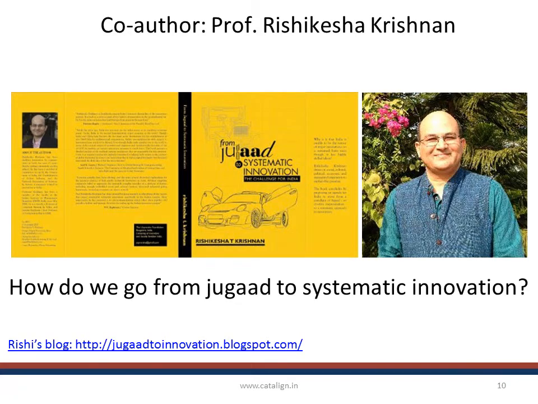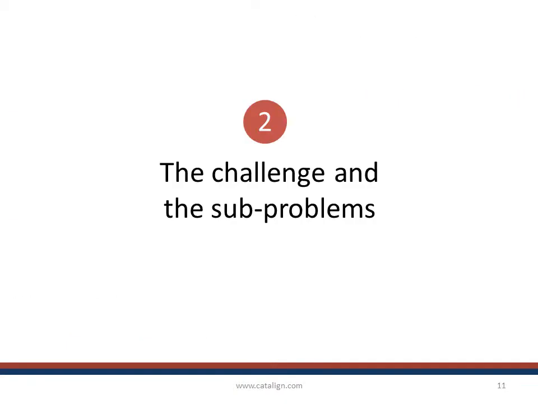Another trigger came from my co-author, Professor Rishikesha Krishnan. He had earlier written a book called From Jugaad to Systematic Innovation, which took a regional or countrywide ecosystem view of innovation. And his friends from industry were asking him, tell us what we can do in an organizational context to go from jugaad to systematic innovation.